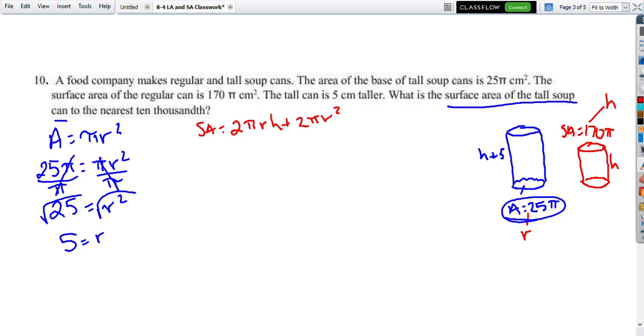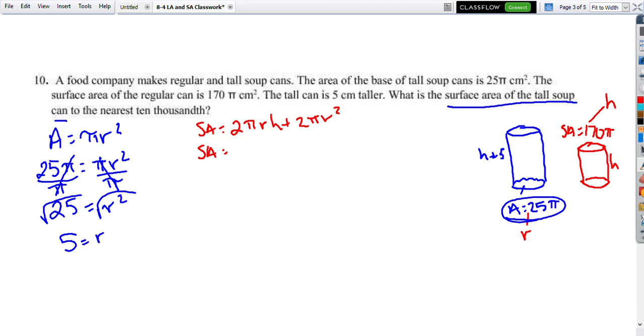Now, it says the area of the soup cans, it should be both cans, is the same. So the only difference is the height here. So the surface area is 2, that should be a 2. 2 pi times 5. Oh, and you know what we forgot?